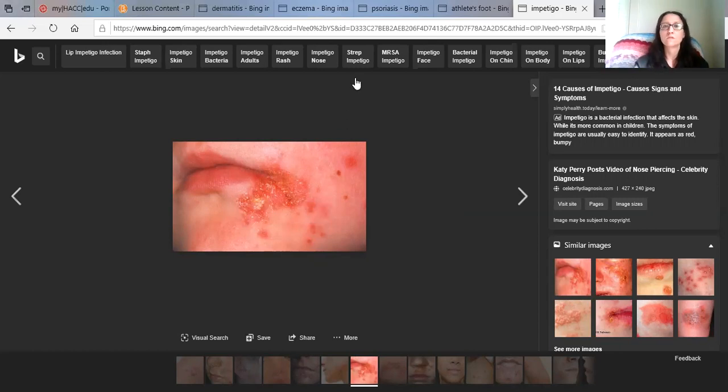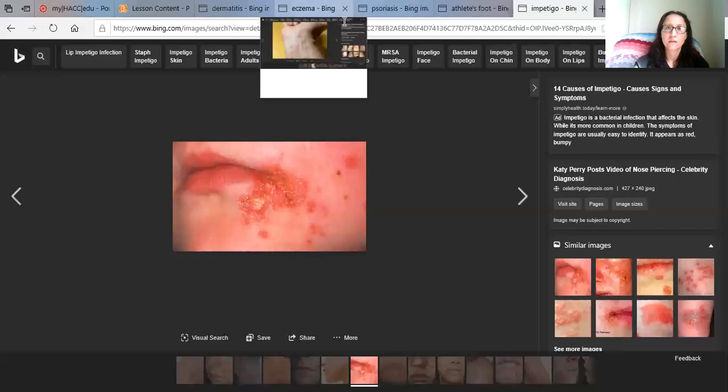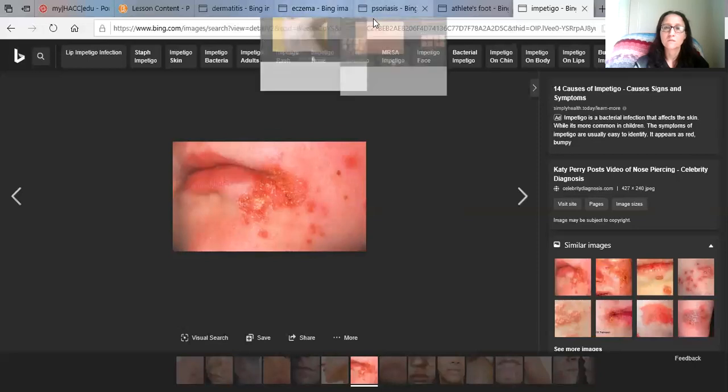What's next? Psoriasis. Okay. Oh, geez. Let's see if I can get this here. There's eczema, there's psoriasis. I am screen sharing, but it's hard to share. Okay, there we are.